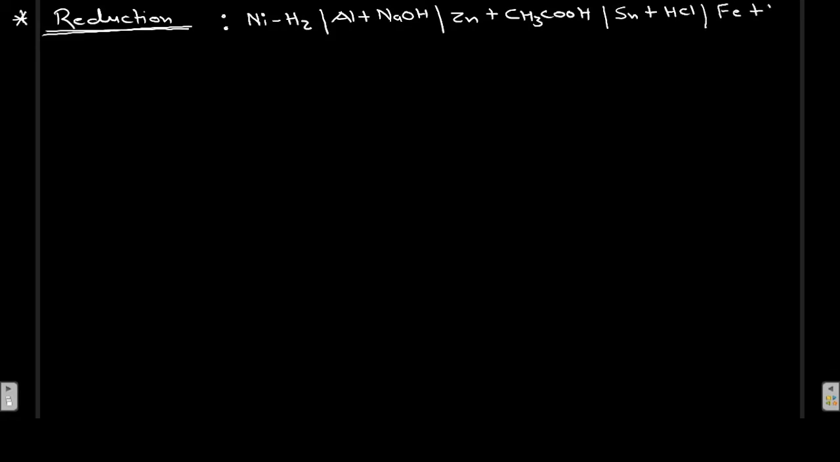Iron plus HCl. So these are the reagents which are required for reduction usually. I will give you some examples, like CH3Br, methyl bromide. When methyl bromide is reacted with tin and HCl, what will happen?